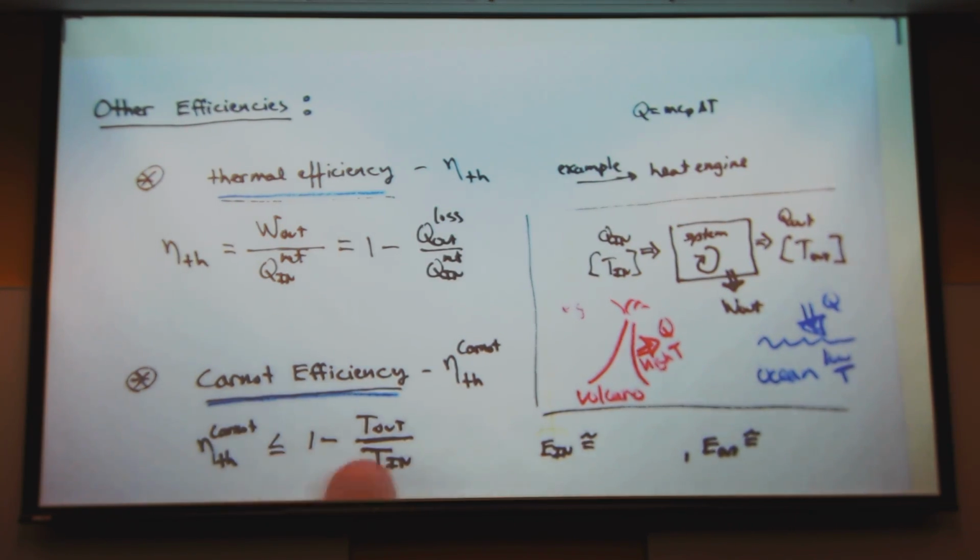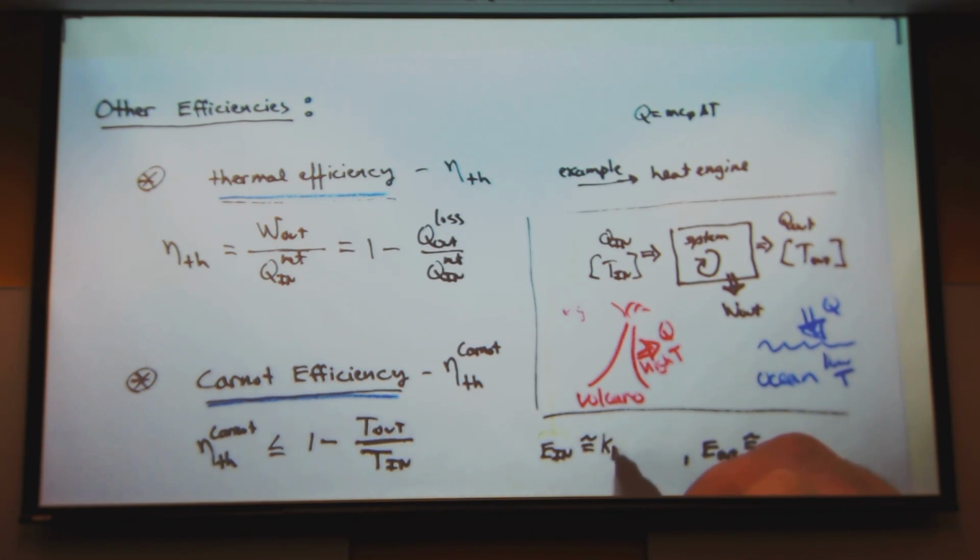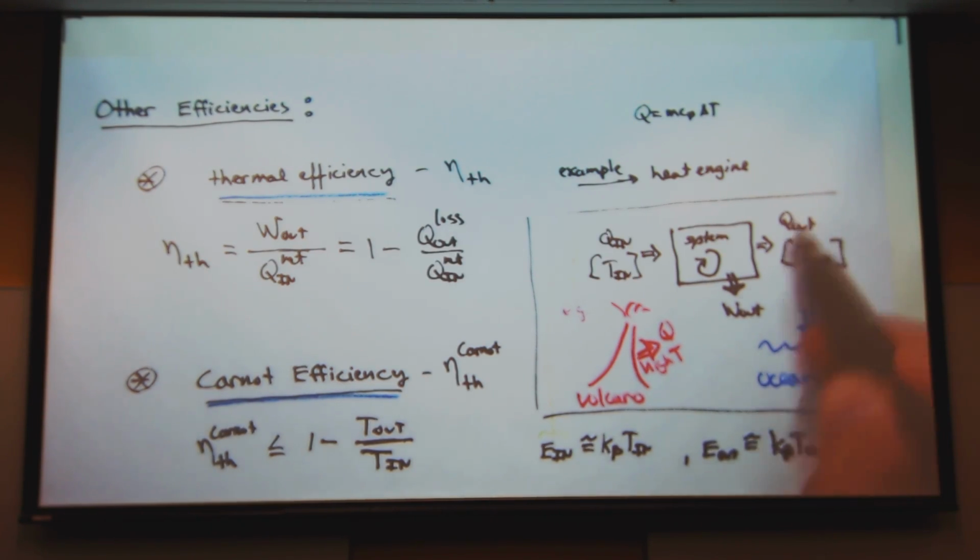Okay, so Carnot efficiency, we can do that. And so here's just an example of my energy in. I can write it as kB T in, and my energy out, kB T out, right? Temperature, joules per Kelvin, joules per Kelvin. Get energy out, energy in, heat out.